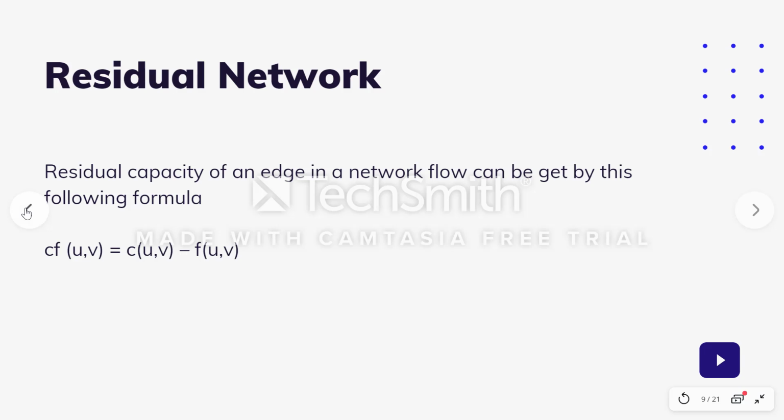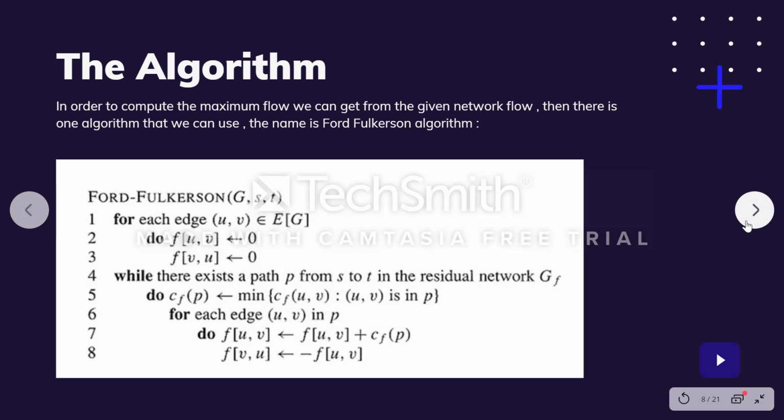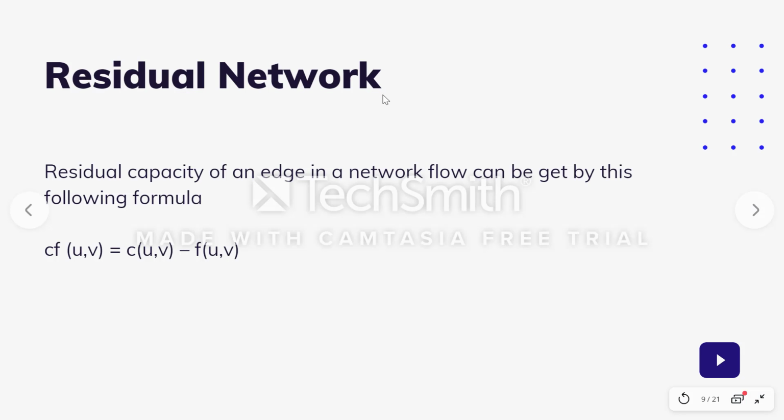But first, we need to explain about the residual network, since the residual network is one of the things that we need to find in the Ford-Fulkerson algorithm. So residual capacity of an edge in a network flow can be computed by the following formula. Basically this formula is just the capacity from U to V minus the flow from U to V. So if there is an edge from A to B and the capacity of this edge is 10 and the flow of this edge is 9, the residual network value is equal to 1.